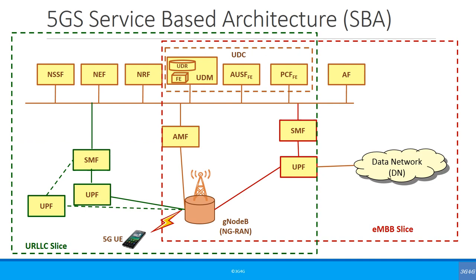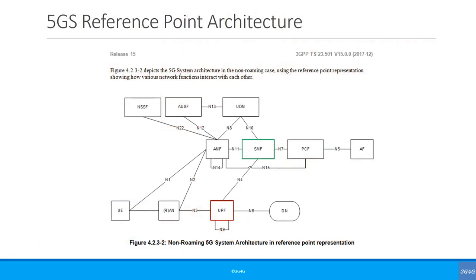So coming back to examples, now here is an example of a 5G UE connected to the eMBB and the URLLC slice. Now as you can see here, except for the UPF and SMF, all the other entities are the same, right? So we have multiple UPFs and SMFs, but all other entities are just one. Now, we have already seen this picture earlier of the 5G system architecture in reference point representation. So here I'm just showing the green for SMF and red for UPF.